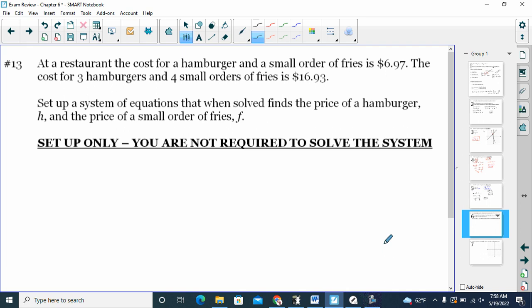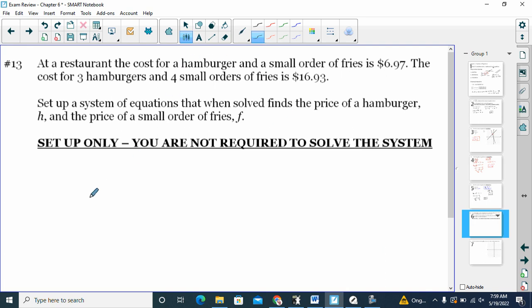Number 13 is a story problem. It tells us that we only need to set up a system. We don't have to solve it. It says at a restaurant, the cost of a hamburger and a small order of fries is $6.97. The cost for 3 hamburgers and 4 small orders of fries is $16.93. We are asked to set up a system of equations that, when solved, finds the price of a hamburger and the price of a small order of fries.